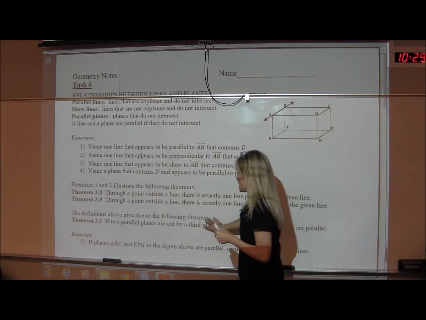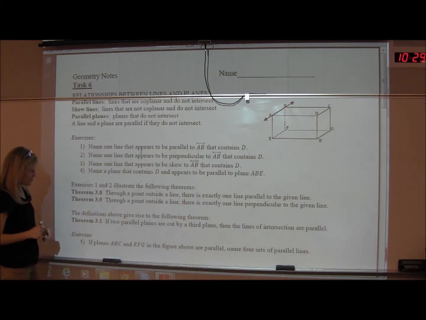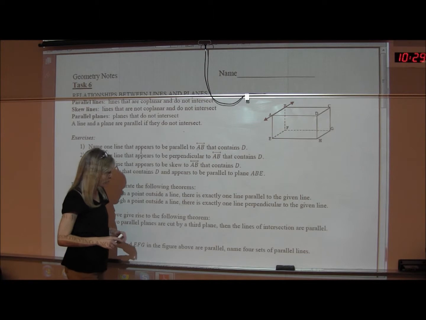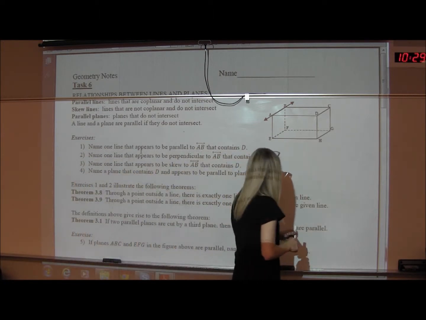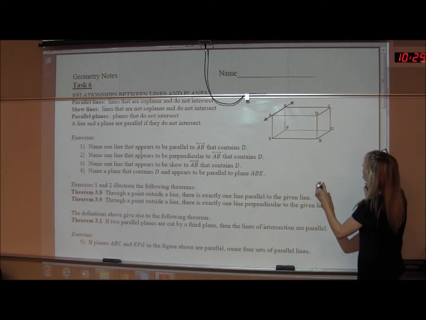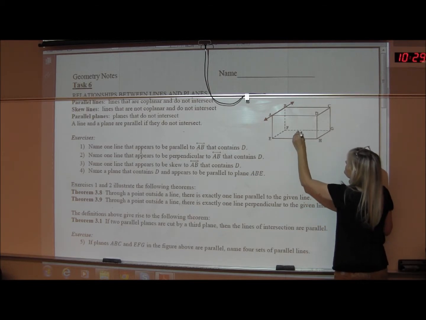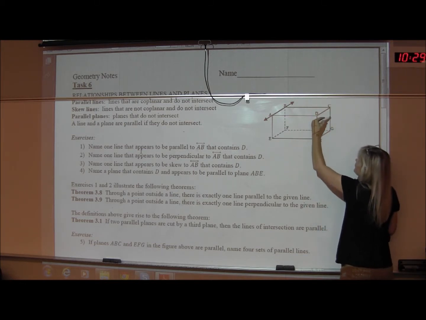Okay? And then we have this theorem 3.1. If two parallel planes are cut by a third plane, the lines of intersection are parallel. Okay, well let's look. This would be an example. These two planes appear to be parallel, right? And this plane, DCG, cuts through them, doesn't it?